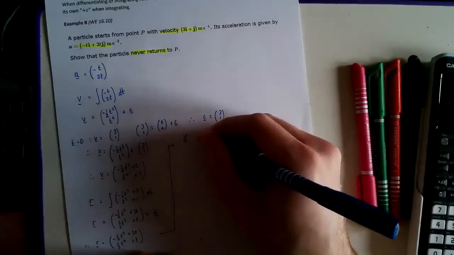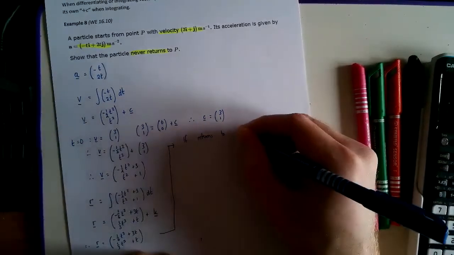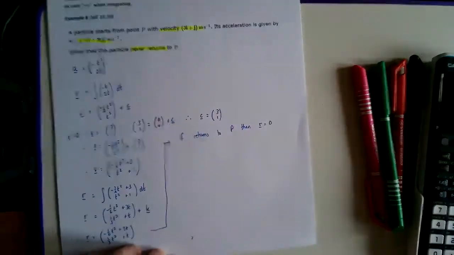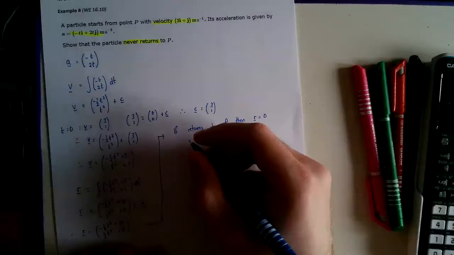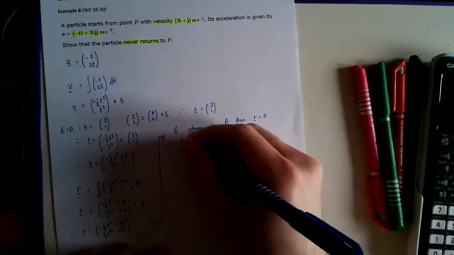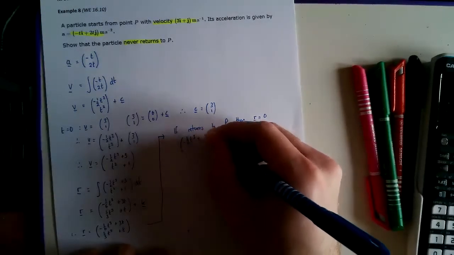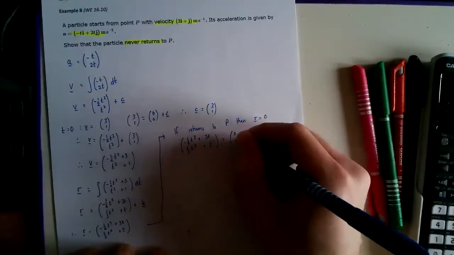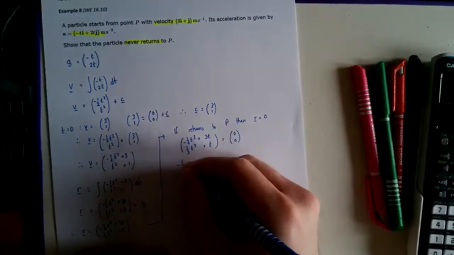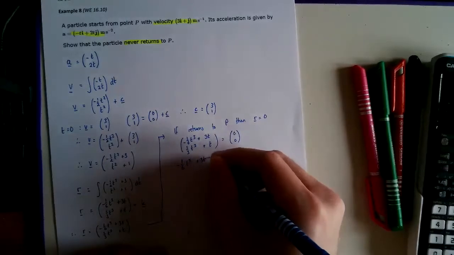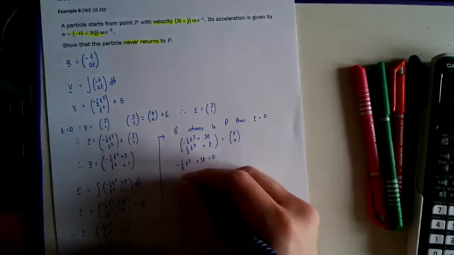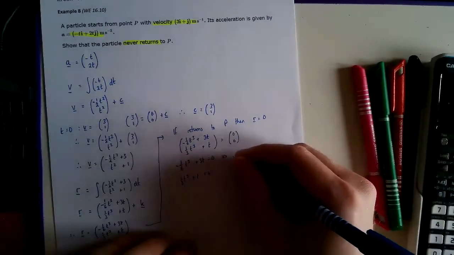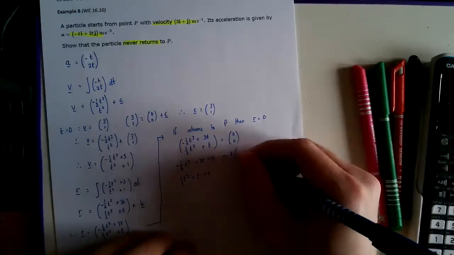So if it returns to P, then the displacement equals 0. So let's have a look at what happens here. This vector here equals 0. Then we get two equations, this equation and this equation. Well, we could factorize both of them. We can take t out.